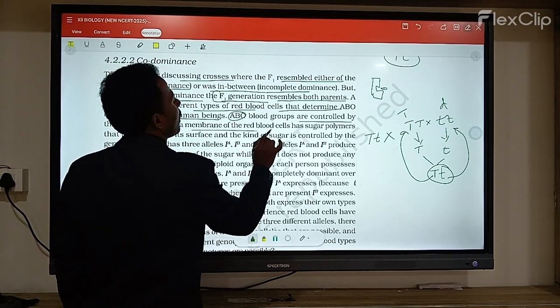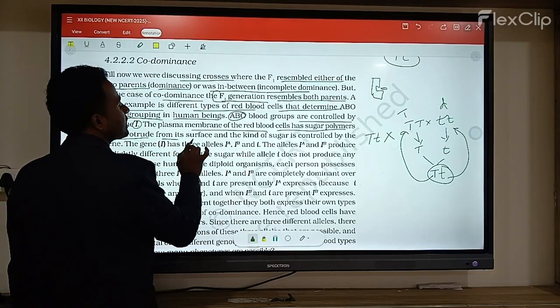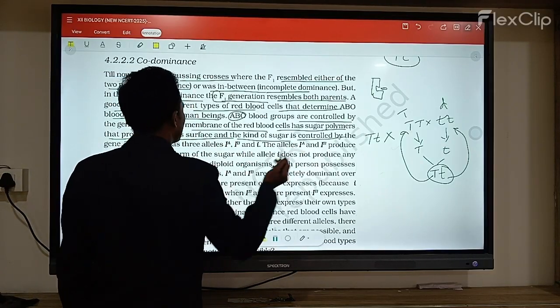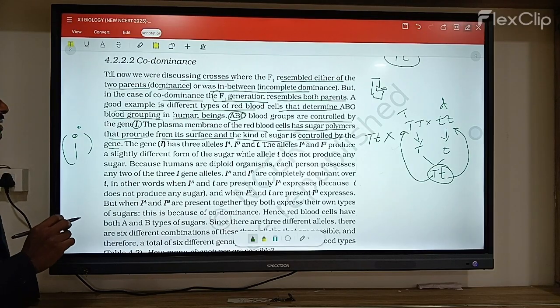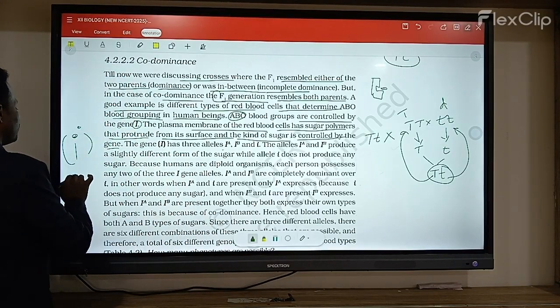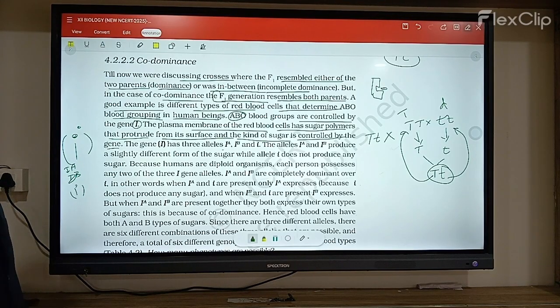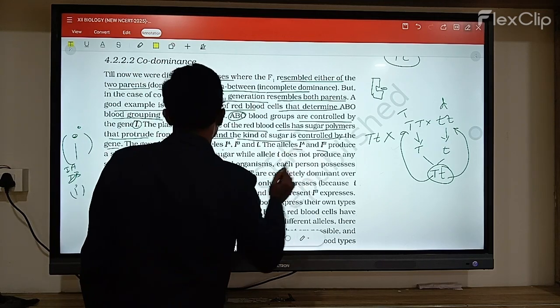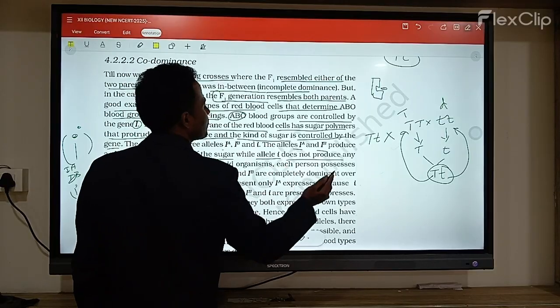The plasma membrane of the red blood cells has sugar polymers produced on the surface. This sugar is controlled by a gene, for example the I gene. The I gene has three alleles, that is IA, IB, and i. The alleles IA and IB produce slightly different sugars, while the allele i does not produce any sugar.